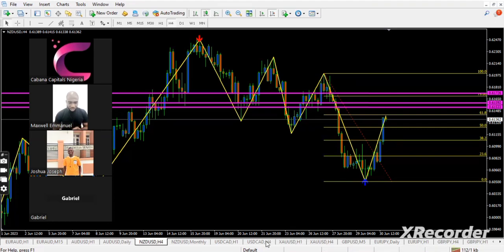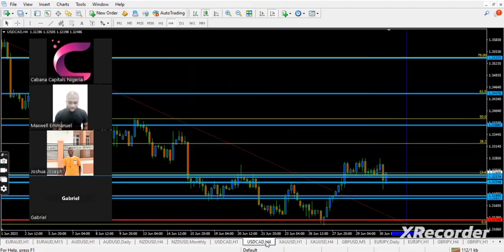The next pair is USD CAD. If New Zealand USD is bullish and Australian dollar USD is bullish, USD CAD should be bearish. They are negatively correlated.